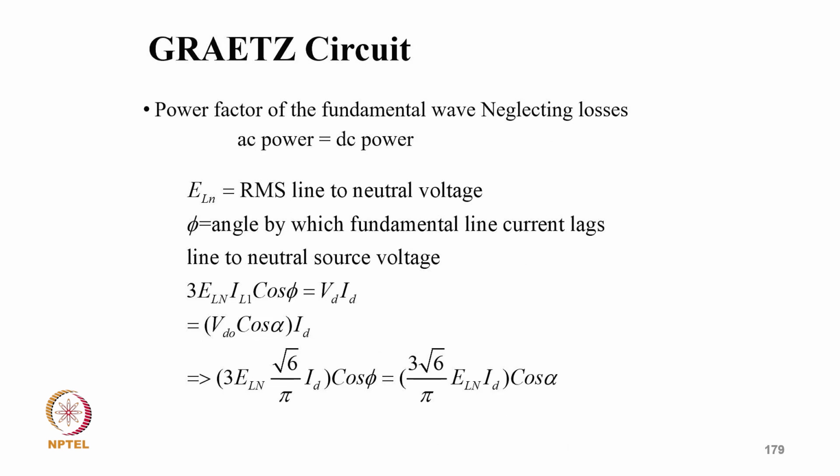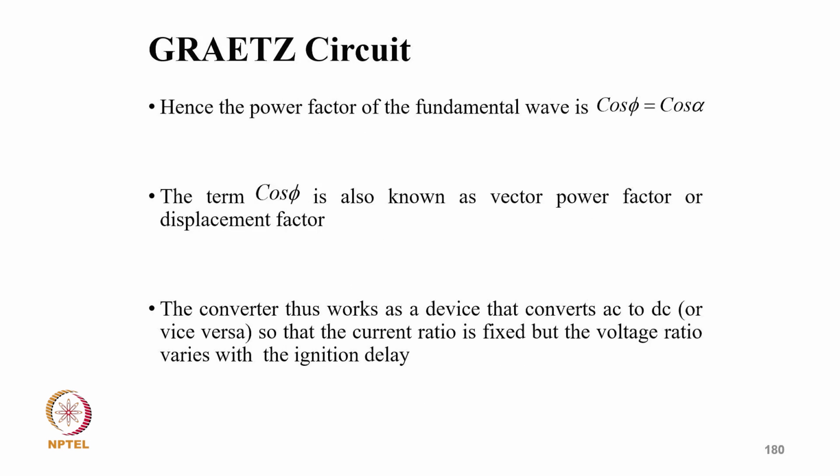Coming to the power factor of the fundamental, neglecting losses, AC power equals DC power. ELN is the RMS line-to-neutral voltage, and phi is the angle by which the fundamental line current lags the line-to-neutral source voltage. So 3 ELN IL1 cos phi equals VD ID equals VD0 cos alpha × ID, and that gives 3 ELN × (√6/π) ID cos phi equals 3√6/π × ELN ID cos alpha. Hence the power factor of the fundamental wave, cos phi, equals cos alpha. The term cos alpha is also known as the vector power factor or displacement factor.